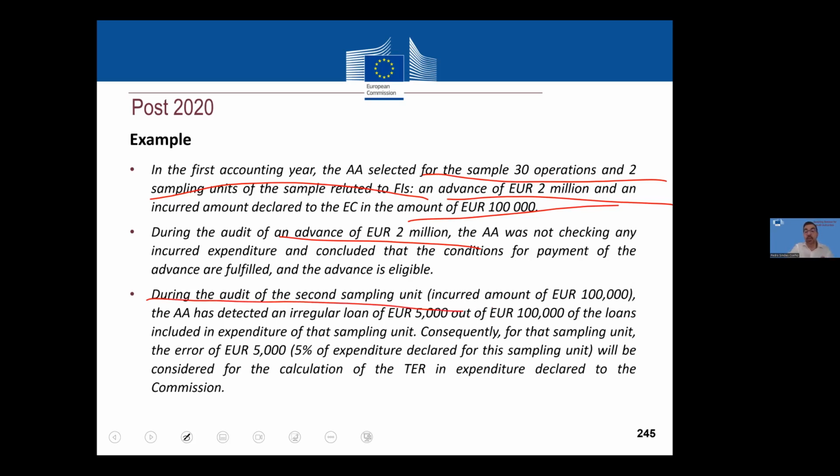For the audit of the other sampling unit, which is the incurred amount of 100,000 euros, you audit the possible existence of errors. Imagine that you have detected an irregular loan of 5,000 euros out of 100,000 included in this sampling unit. So for that sampling unit, you have an error of 5,000, which is 5% of the expenditure. This 5% error rate for this sampling unit will be projected to the population, either with or without stratification, as we calculate the contribution of any other sampling unit to the total error rate of the population.